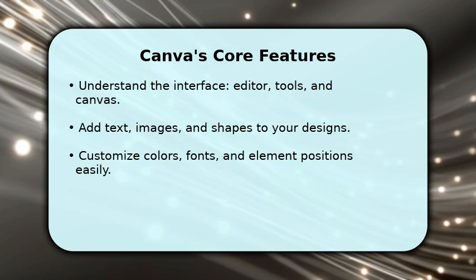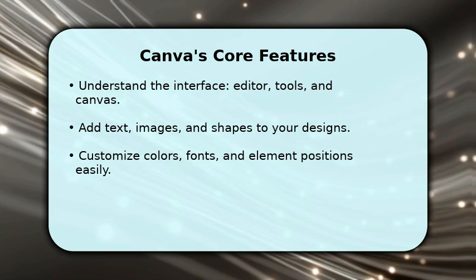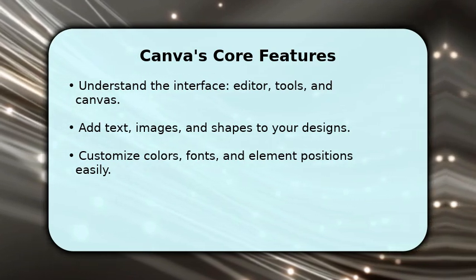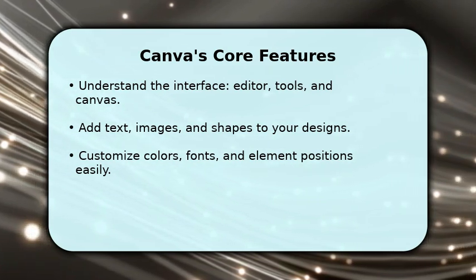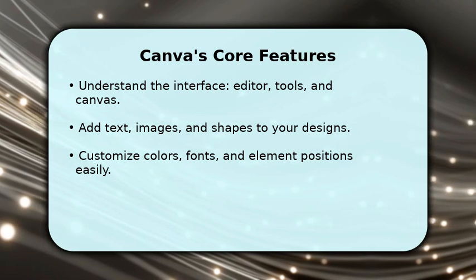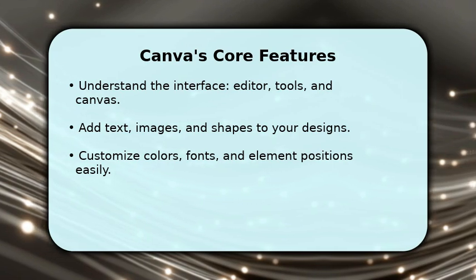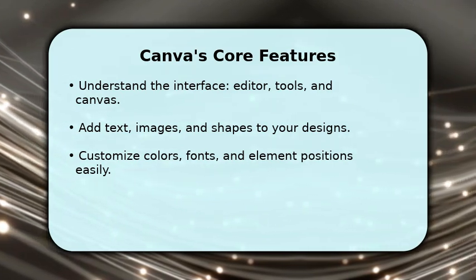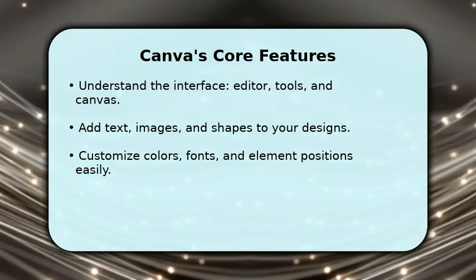Once inside the editor, you'll see your canvas in the center and a toolbar on the left. This toolbar is where you'll find all your design elements. Click on text to add headings or body copy, then choose from hundreds of fonts. Use elements to insert shapes, lines, or icons. You can easily drag, drop, and resize anything on your canvas to fit your vision perfectly.